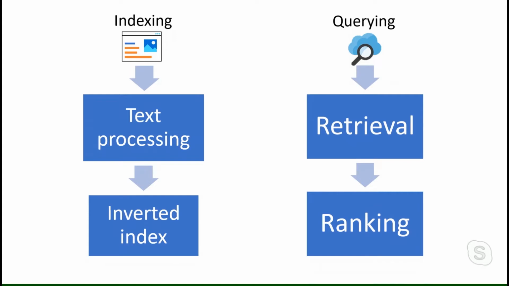In the following few steps, I'm going to highlight some of the most important steps for both processes, notably how we process the documents at indexing time and how we create an inverted index. And then once a user emits a query, how we retrieve those documents and how we rank the results.